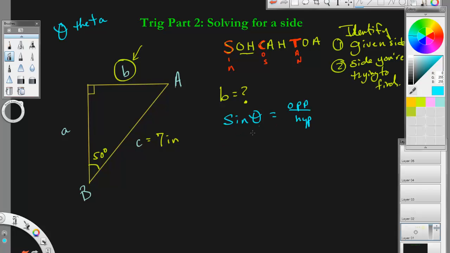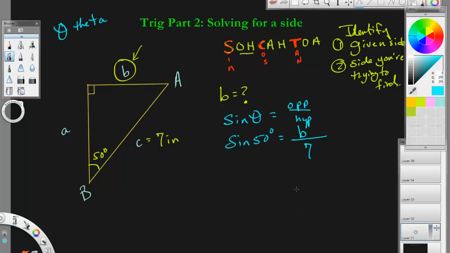Now we know what theta is. The sine of angle theta here in this case is 50. So we say the sine of 50 degrees equals something over something. So what are we going to call the opposite side? Well, we don't know what it is, so we'll just call it B, or whatever you choose to label it, because most of these will be word problems. The hypotenuse is 7, so we'll put that there.